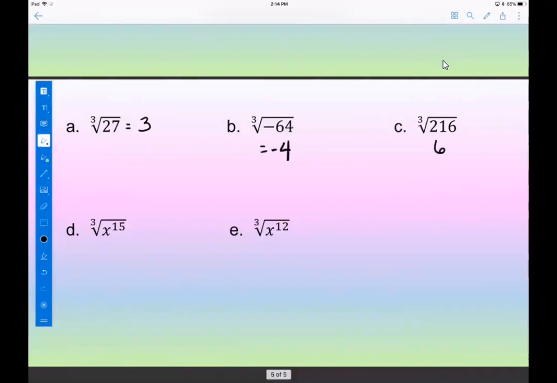Now what we'll do is divide this 3 into 15. It goes 5 times evenly. And then we're going to divide 3 into 12, and it goes 4 times evenly.